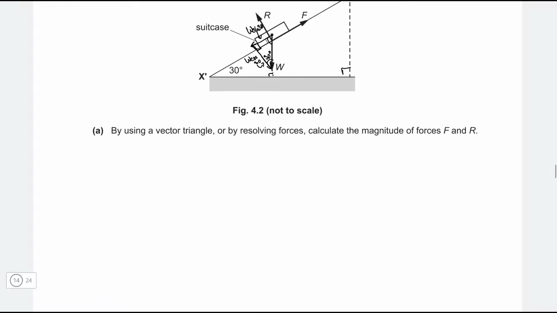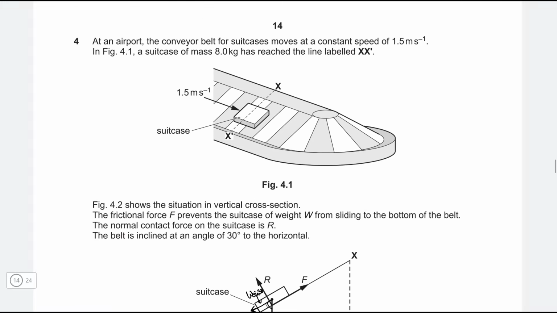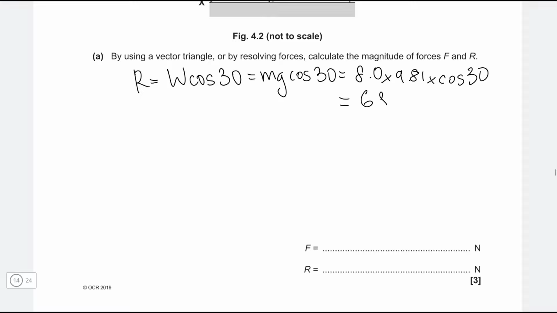So let's start off with R. R will have to be equal to the weight multiplied by the cosine of 30. The mass was 8 kilograms, so the weight is mg, and R is mg cos 30. So it's going to be 8.0 times 9.81 multiplied by the cosine of 30. And this is going to give me 67.9. So let's write that: it's 68 newtons.